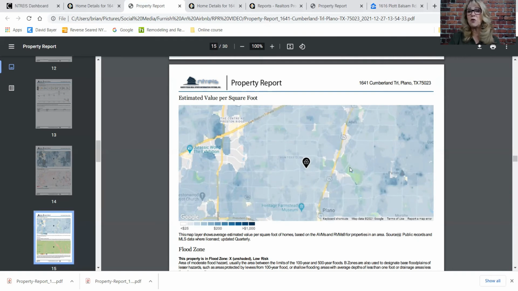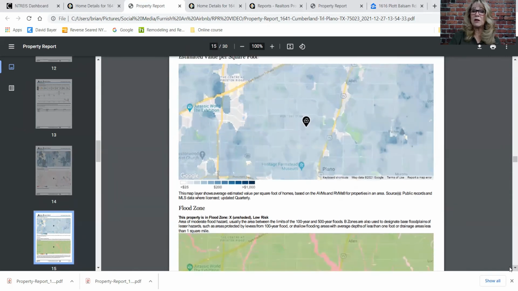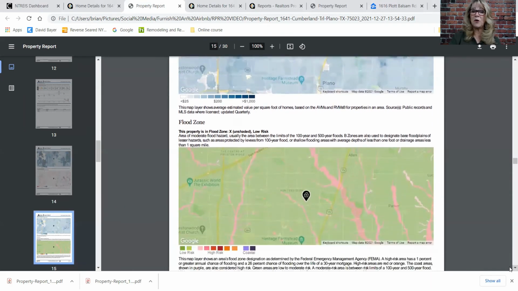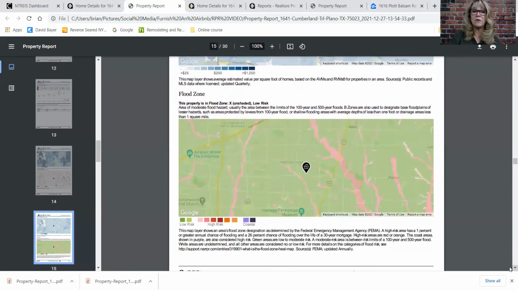If you like data and you like color coded reports, this is really awesome. What's really awesome is when you have a seller and you want to show them the value in their property. Now, if you're trying to buy at a discount, you probably wouldn't want to, but if you're a listing agent, this is really good info. As an investor, it's really good info too, because you want to make sure you're buying in the right area.